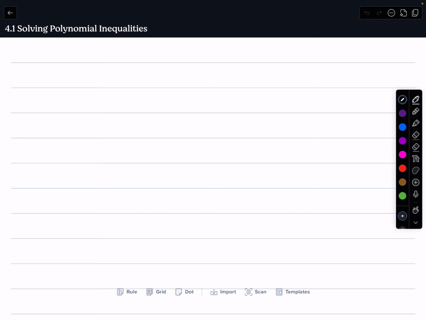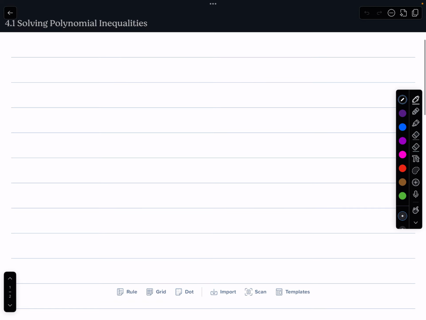Okay, chapter 4, we're going to be talking about polynomial inequalities. A lot of my students in the past have always messed up these questions, and I want you guys to really understand that these questions are free marks. They're free marks if you truly understand the process of how to solve these questions. So a polynomial inequality may look like this.